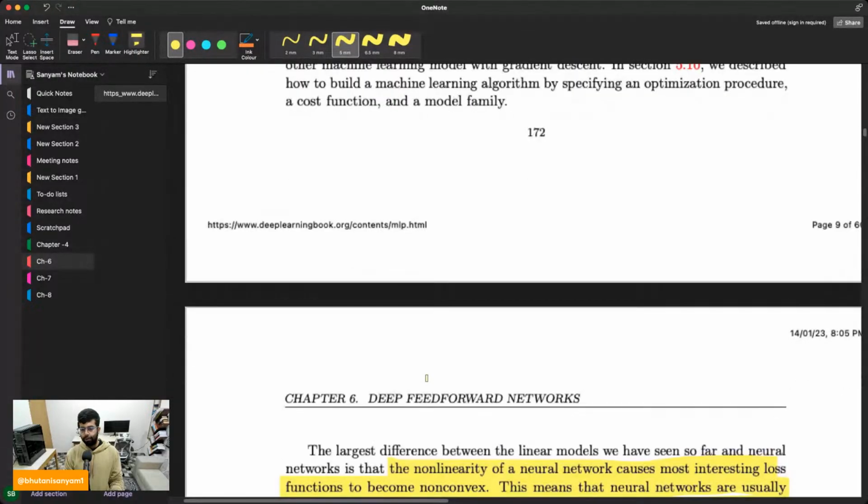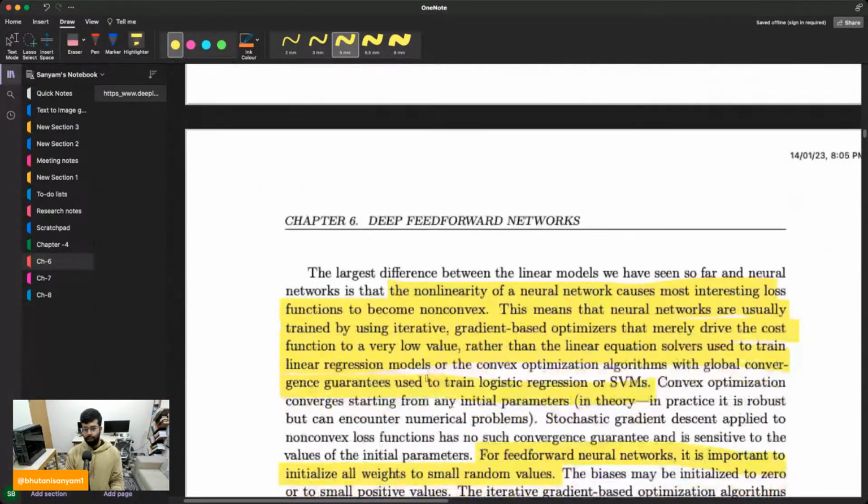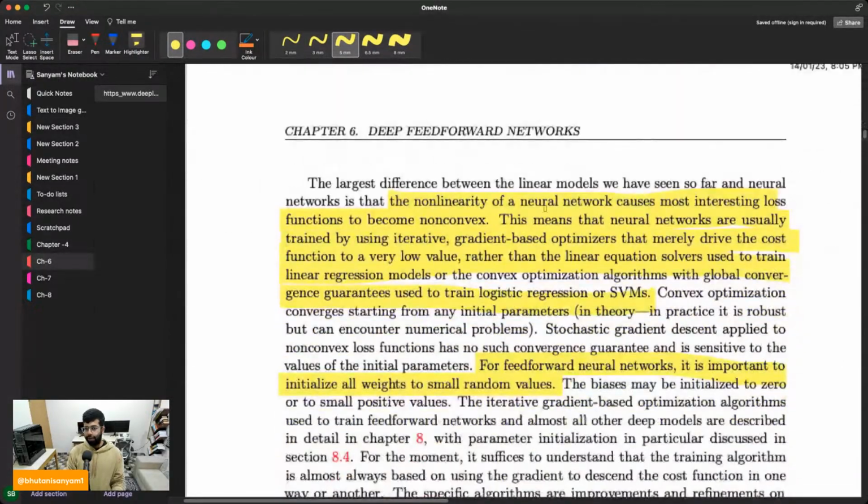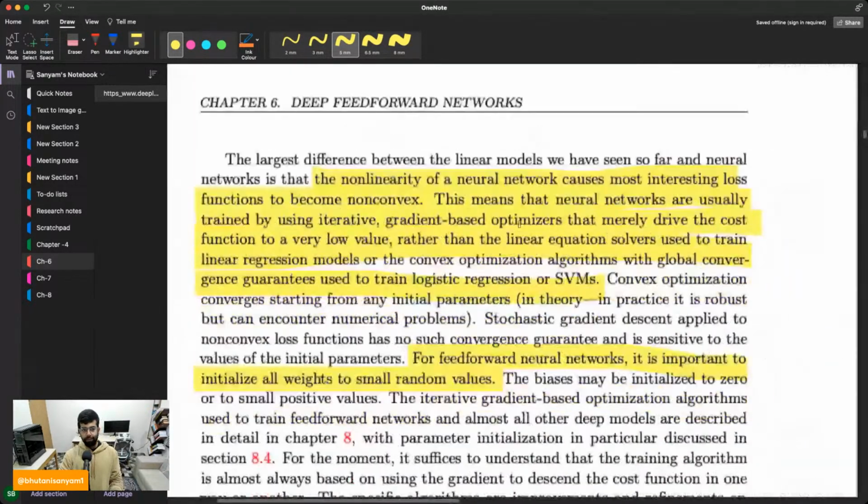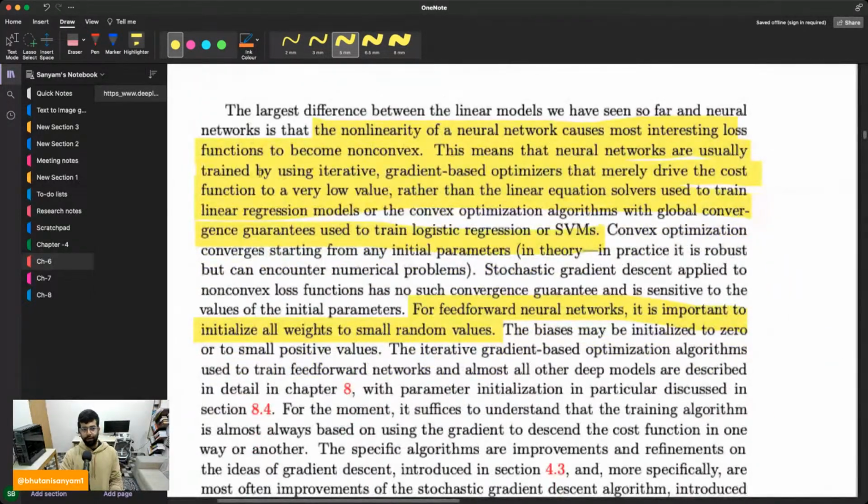After this, they talk about gradient based learning, and they say the non-linearity of a neural network causes most loss functions to become non-convex. This means that neural networks are usually trained by using iterative gradient based optimizers that drive the cost function to a very low value, rather than linear equations solving this problem.